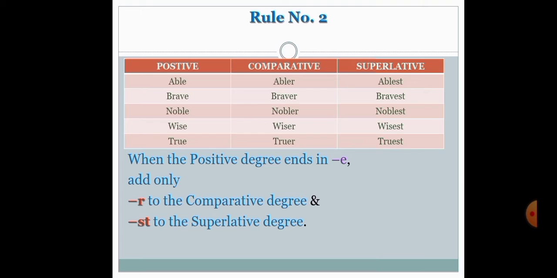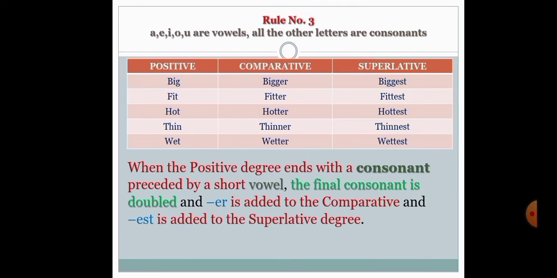So what does rule number 2 say? When the positive degree ends in E, you need to add only R as suffix to form the comparative degree and st as suffix to convert it into superlative degree. So E is already there, so we need to add just R for comparative and st for superlative. Okay, so all the adjectives that end with E will take this rule.